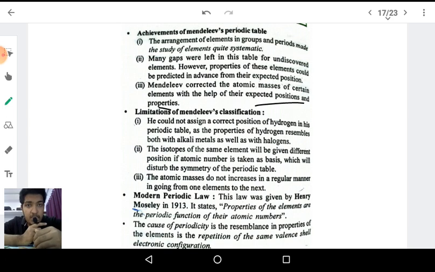And then came the limitations of Mendeleev's periodic table. First one is regarding the position of hydrogen. He could not place hydrogen at the correct position, whether it is a halogen or an alkali metal. He could not distinguish this particular point.